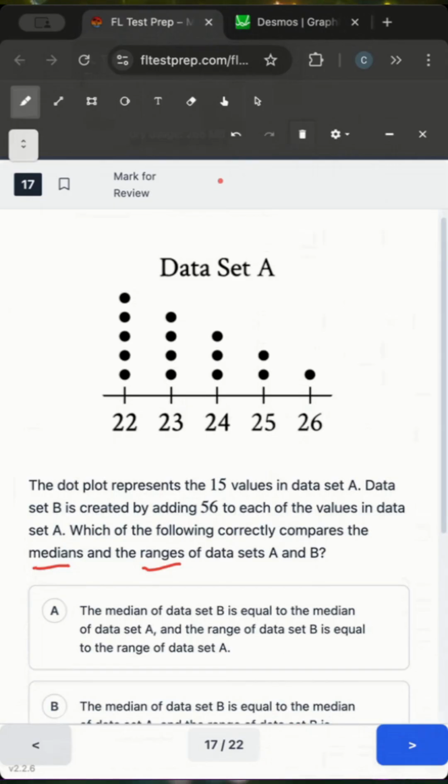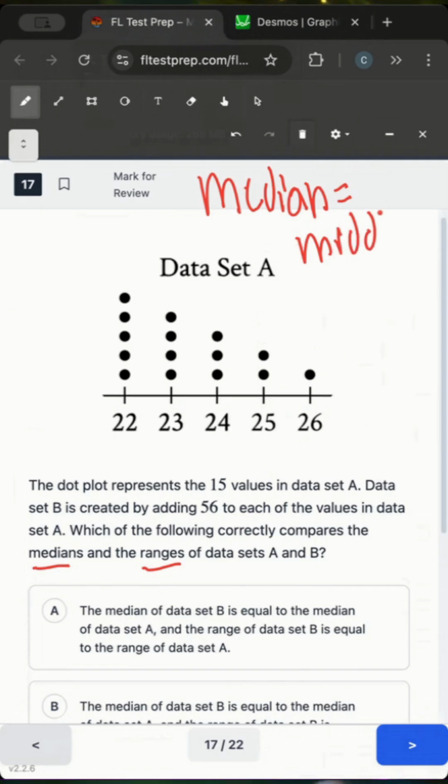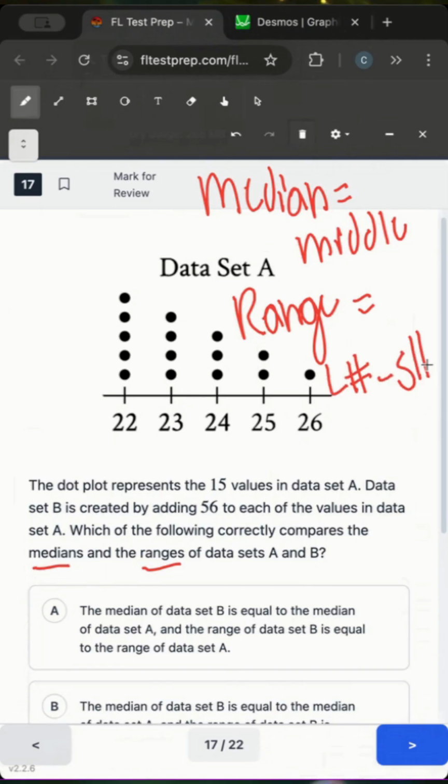So what you need to know is median. That just means middle value. Range, what this is, it's the largest number minus the smallest number equals the range. So we're going to see how this changes it.